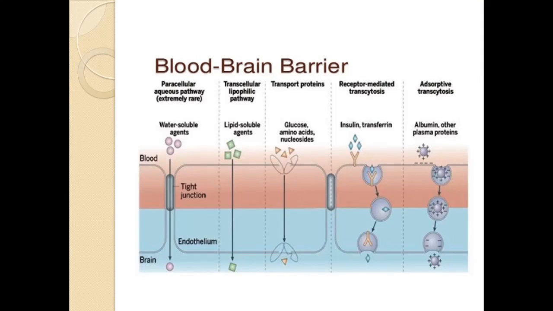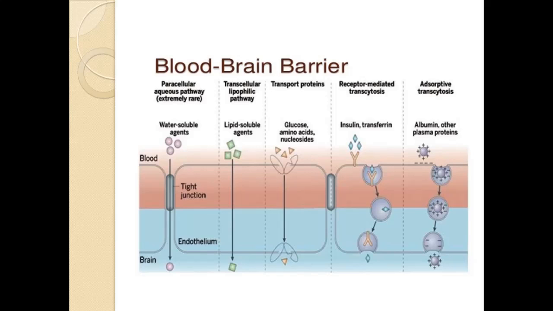Whereas in receptor-mediated transcytosis, again there will be receptors to which substances such as insulin and transferrin will get attached. Then it will form a membrane around itself and cross through the barrier, and once it reaches the brain, again there will be the opening of the membrane and the receptors will release the drug.